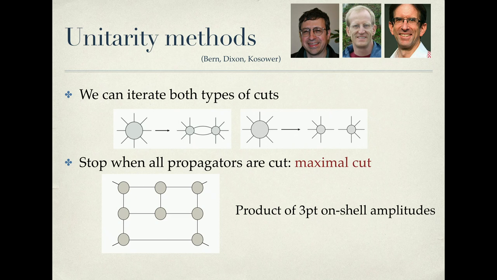But we can also then factorize further. This one, if it is one loop, we can do it once again and factorize it as a product of two trees. So in the end, we land on pictures like this. If we factorize everything we can using either this relation or this relation, that's called maximal cut, when the only thing which is left are just three-level amplitudes, or in the extreme case, only three-point amplitudes like that.